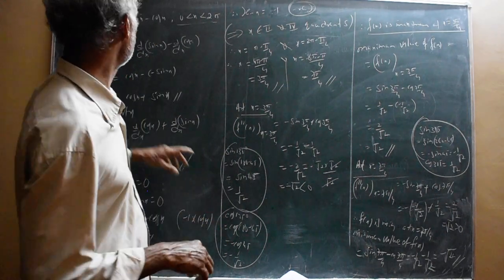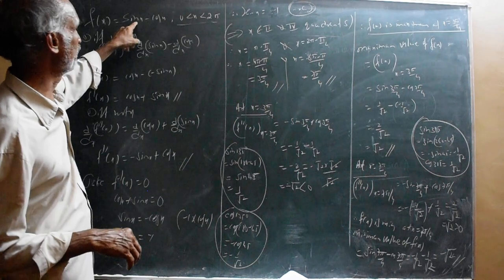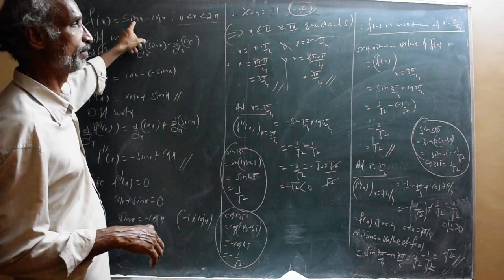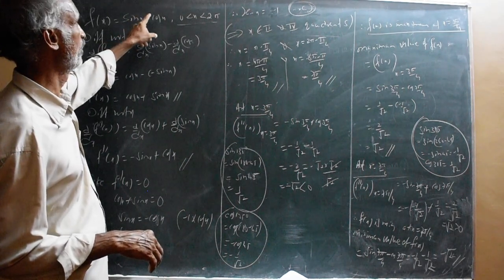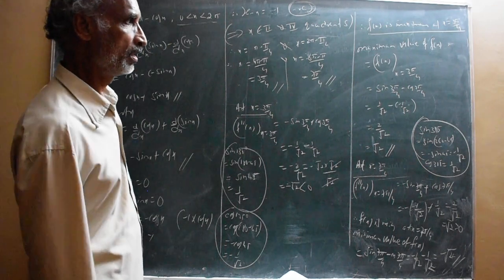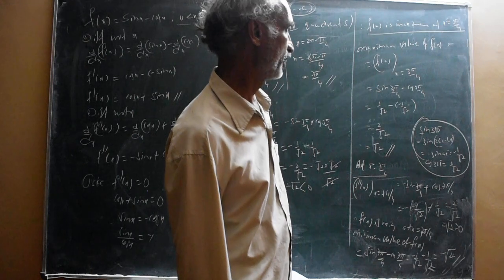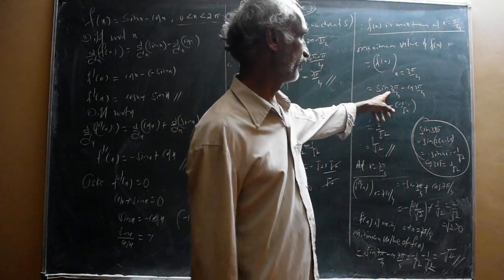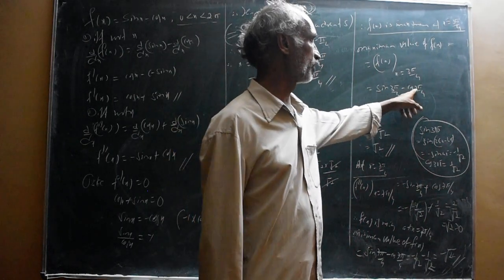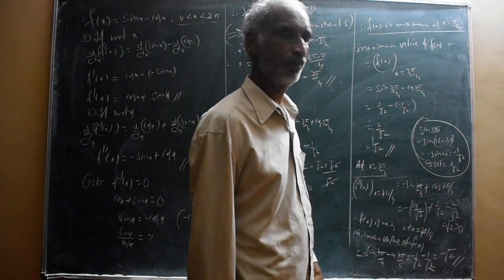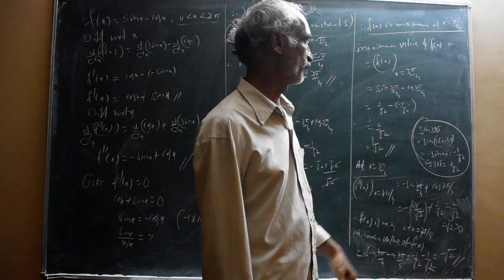That is, f of x is essentially sin x minus cos x, and x is 3 pi by 4, I took. Sin 3 pi by 4 minus cos 3 pi by 4. Sin 135, already done, is 1 by root 2. Cos 135 is minus 1 by root 2. Therefore this minus of minus is plus 1 by root 2.